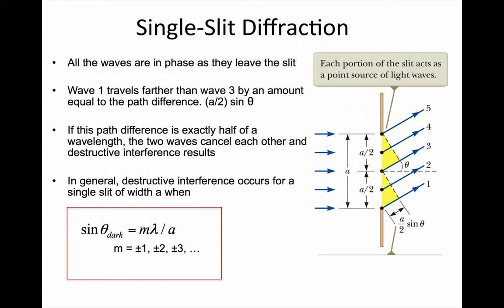Now all of this gets us to the general equation that if we have a slit of width a illuminated by light of wavelength λ, there will be dark fringes at the angles sin θ = mλ/a, where m equals plus or minus an integer.